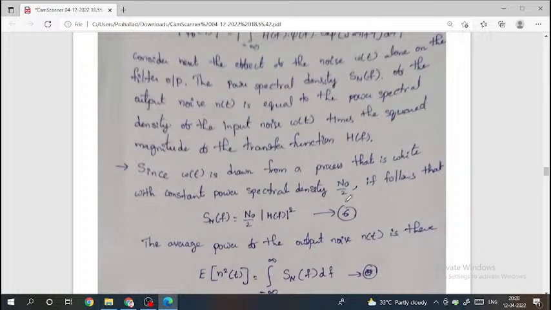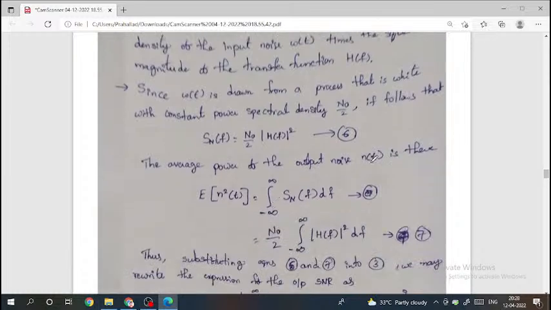Since W of t is drawn from a process that is white with constant power spectral density N naught by 2, it follows that Sn of f equals N naught by 2 times mod H of f squared.